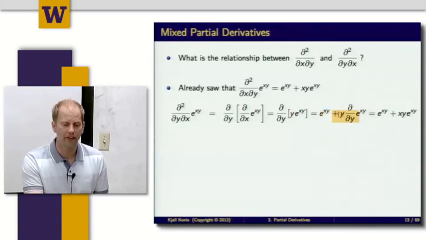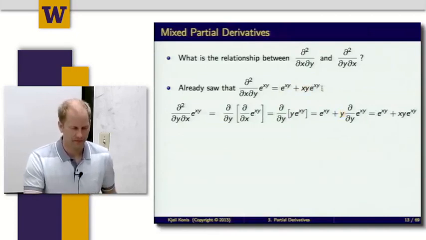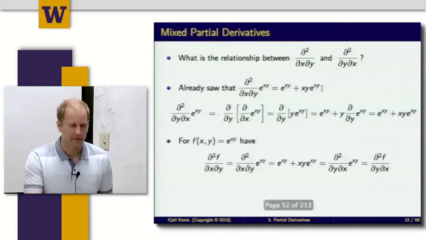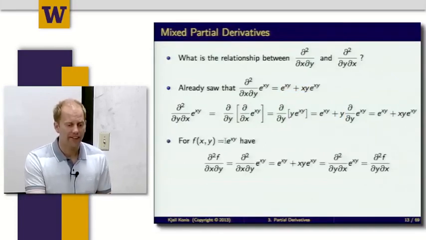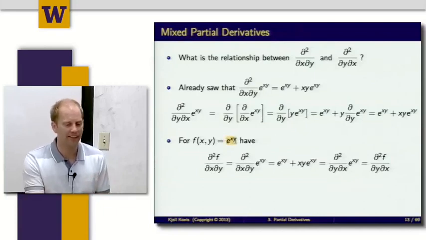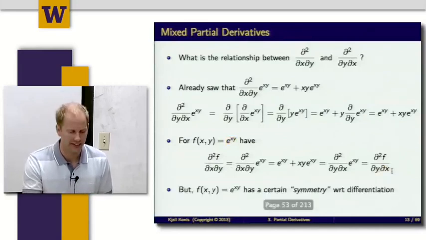Plus the first function, so that's my y here, times the derivative of the second function. And we've already worked this out. This was just x times e to the xy. So I end up with e to the xy plus xy e to the xy, which is what we got for the first one. And so when I have this sort of very symmetric function with respect to differentiation, I find that the mixed partials are equal. So it doesn't matter if I do dx dy or dy dx. I get the same result.